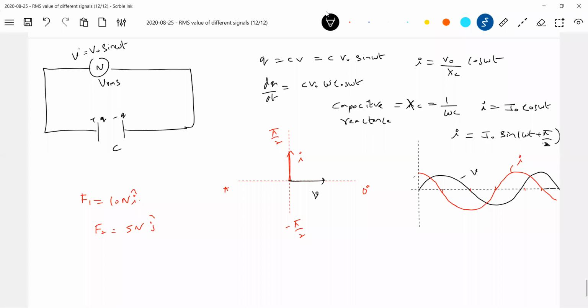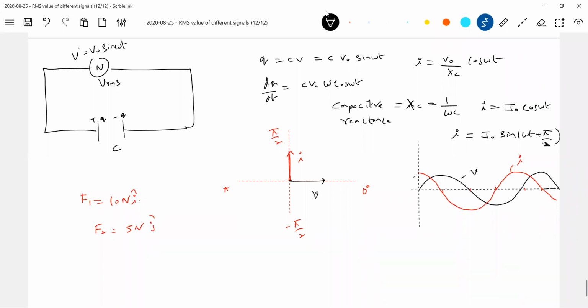Conclusion: you cannot take the algebraic sum. You have to take the vector sum of voltages or currents. Even the powers also here. There's a phasor diagram. Any quantity having a phase of 90 degrees will get aligned along the y-axis.